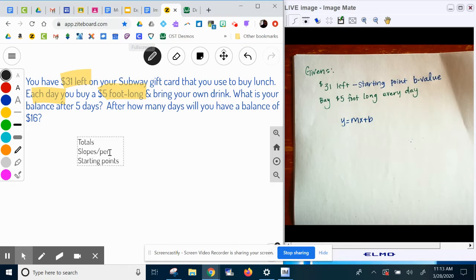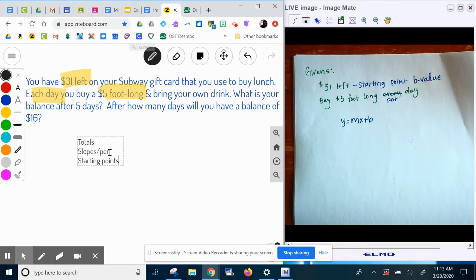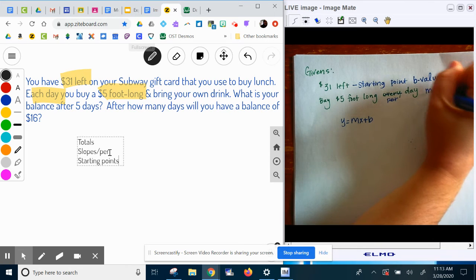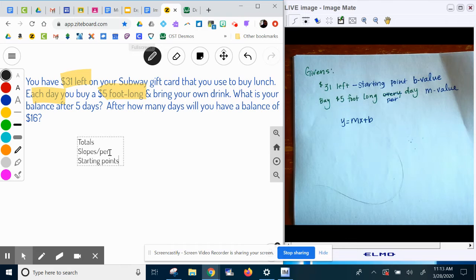So next thing I see is that I buy $5 footlongs every day. So I need to ask myself, is that a total? Do I have a total of $5 footlongs? No. Do I have slope or per? So $5 footlongs every day. Could I switch that to per day? Yeah, that totally works. So that's my slope, my m value. If you don't remember this stuff, remember we have notes on page 48 that you could refer back to.